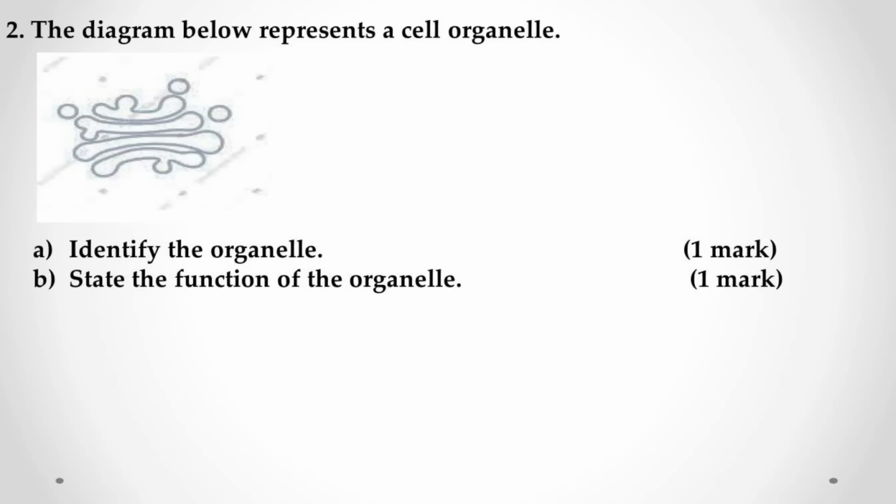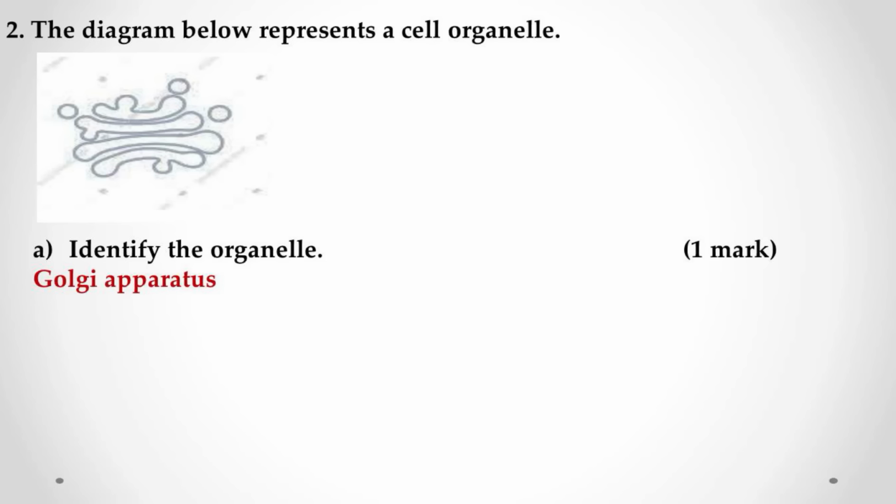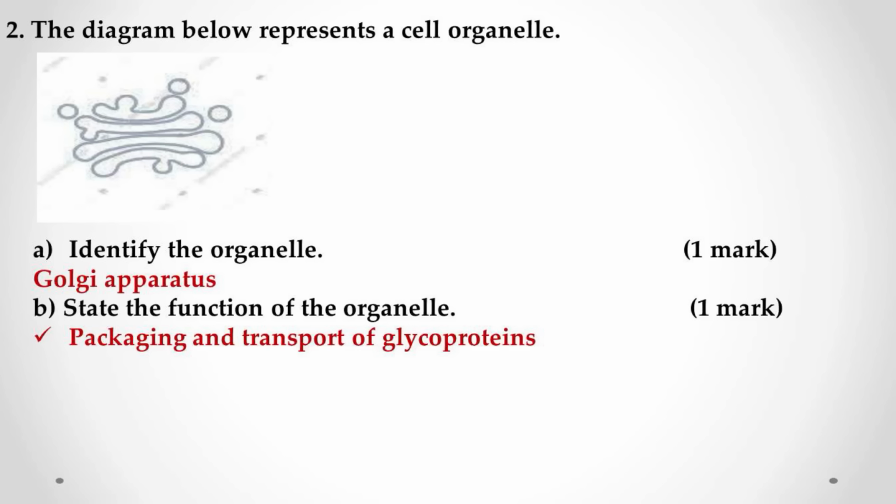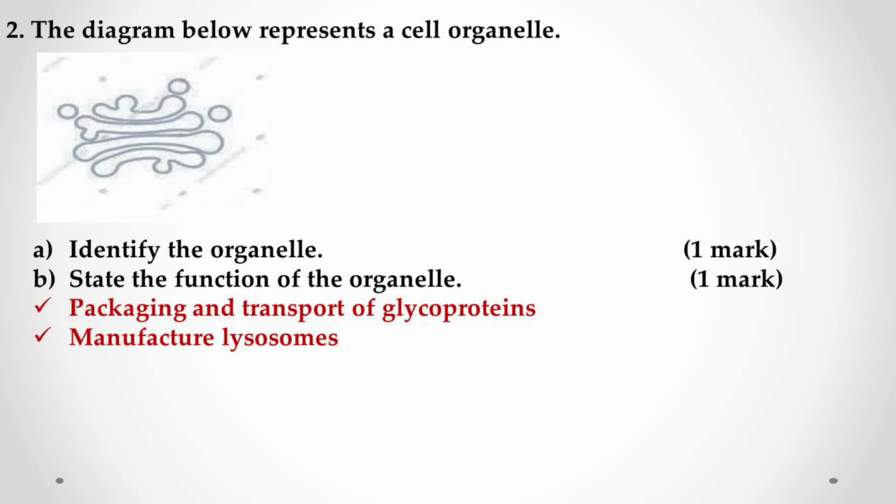Question 2. The diagram below represents a cell organelle. A, identify the organelle, and B, state the function of the organelle. This organelle is the Golgi apparatus, and it has several functions. Among these functions is the packaging and transport of glycoproteins. It also manufactures lysosomes, and another function is synthesis of enzymes.